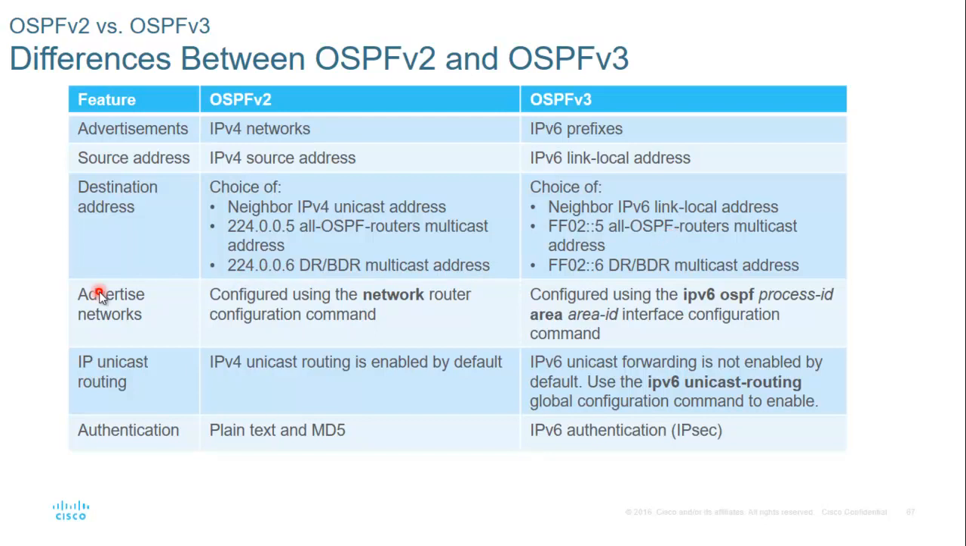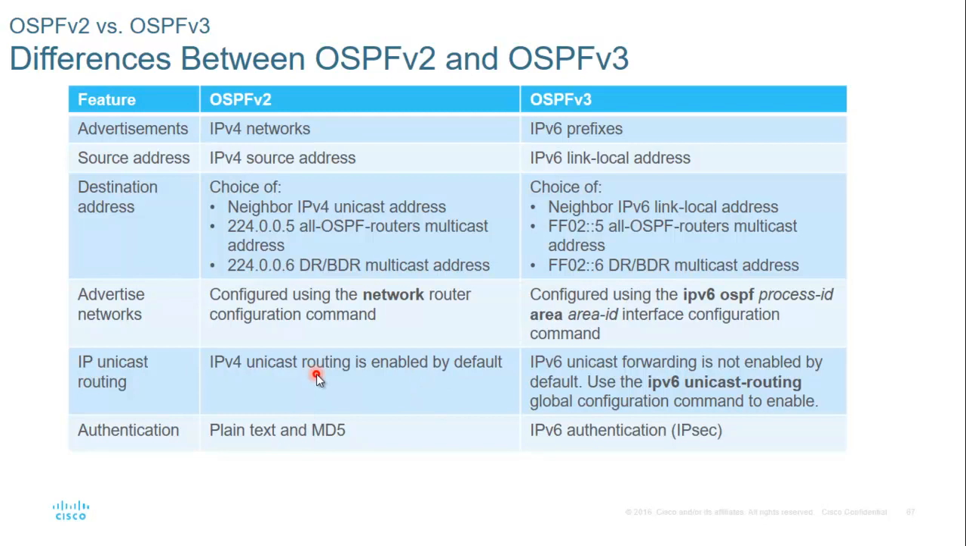Advertising networks, version 2, configure using the network router configuration command. So you go router OSPF and then process ID. Once you get into the routing algorithm configuration, you use network and whatever the network address. In version 3, it is configured using the IP version 6 OSPF followed by process ID and then area ID. Okay, so you have to tell them that, oh, this is IP version 6 OSPF.